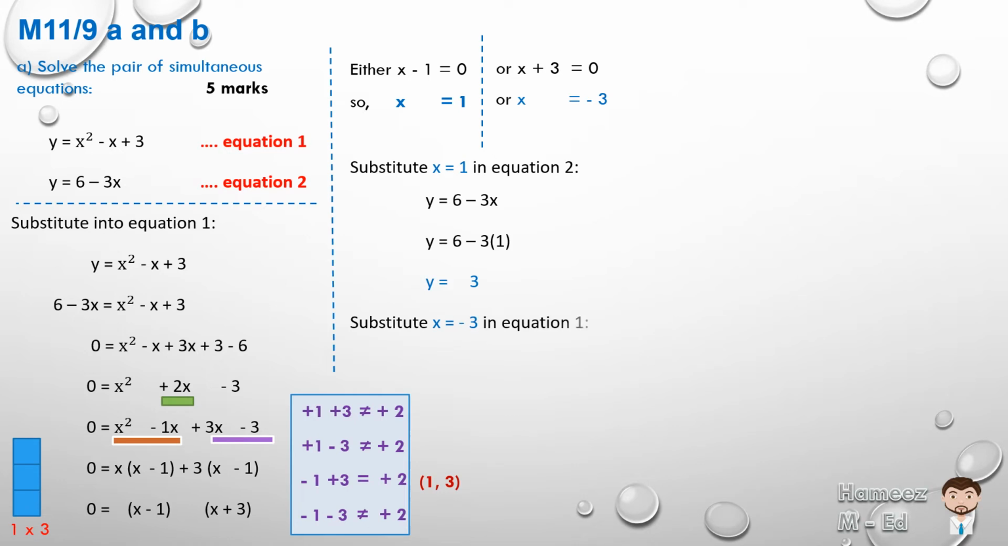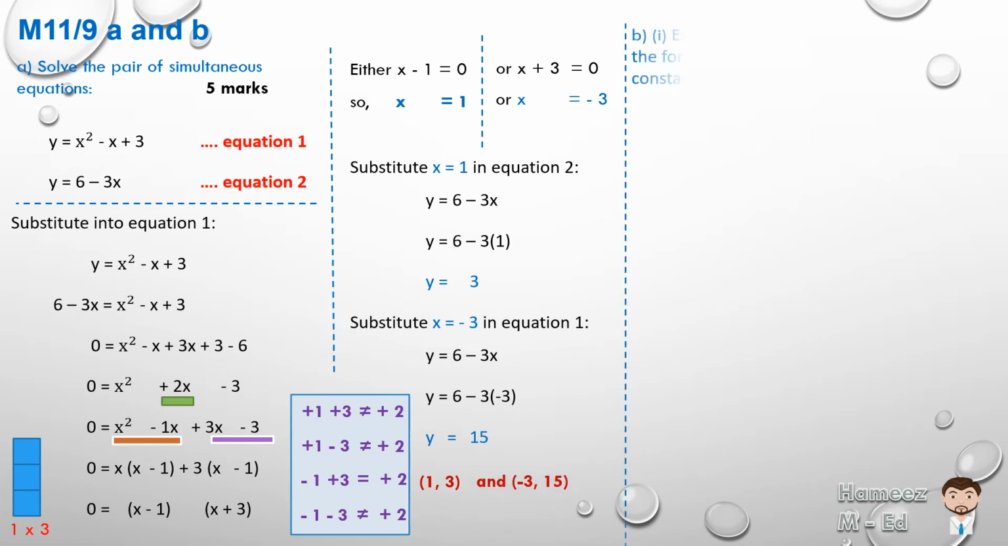And let's substitute x equal to minus 3. So y equal to 6 minus 3x. So y equal to 6 minus 3 by minus 3. 3 3s are 9. And that's going to give us a plus. So 6 plus 9 is equal to 15. So the second point of intersection is where x is minus 3 and y is 15.